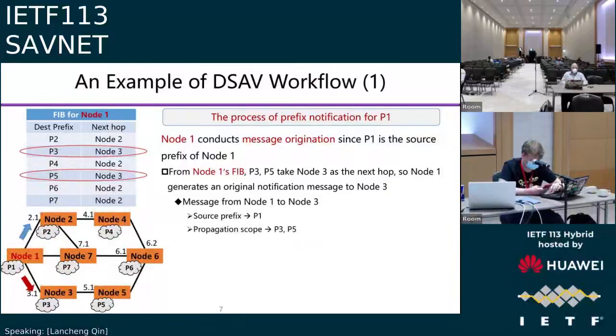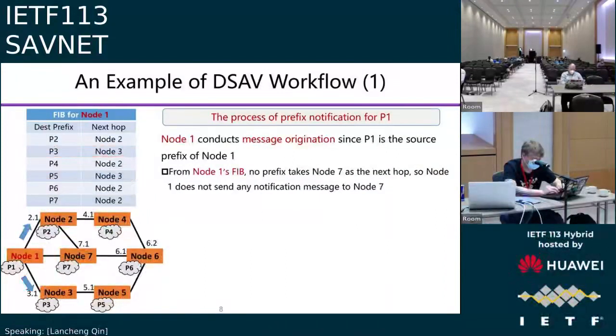And for the next hop, node 3, from node 1's FIB, P3 and P5 take node 3 as the next hop, so node 1 generates an original notification message to node 3, and the message from node 1 to node 3 carries P1 in the source prefix and carries P3 and P5 in the propagation scope. But for the neighboring node 7, although it is the neighbor of node 1, in node 1's FIB, no prefix takes node 7 as the next hop, so node 1 doesn't send any notification message to node 7. So in this way, node 1 only sends one message to each neighbor, and during the propagation, each node only receives one message, and they can generate accurate rules. Thank you.